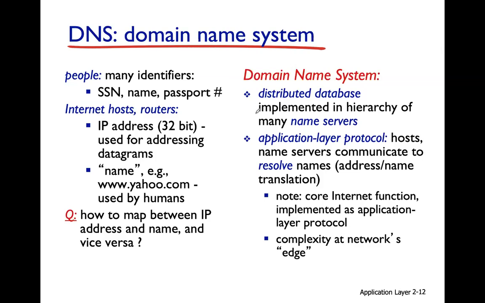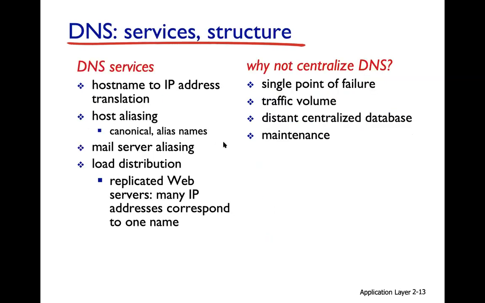So the domain name system usually should be a distributed database. In the next few slides we may compare why we need a distributed database instead of a concentrated database. Then this one is an application layer protocol. That's why we don't introduce it at the transport layer or the network layer; we introduce it at the application layer. DNS is a host name to IP address translation.